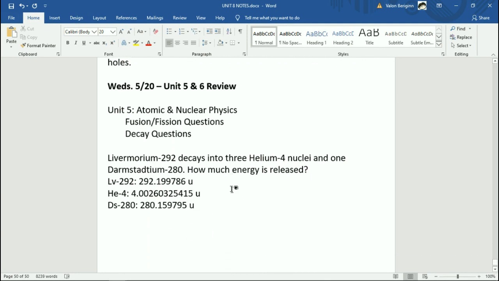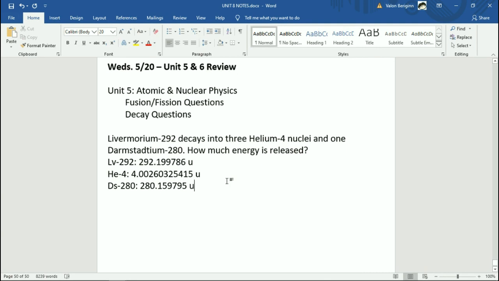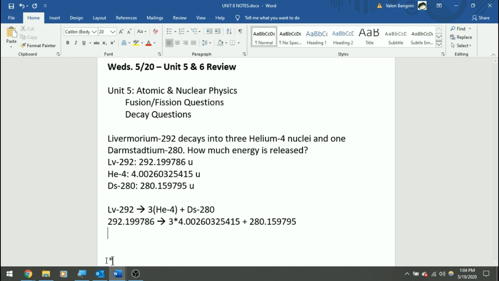All right, so now what's our equation here? We have livermorium 292, and that splits into 3 helium 4 and the 1 Darmstadtium. Okay, so our equation here is going to be 292.199786 turns into 3 times 4.00260325415 plus 280.159795. Right, so calculator time.